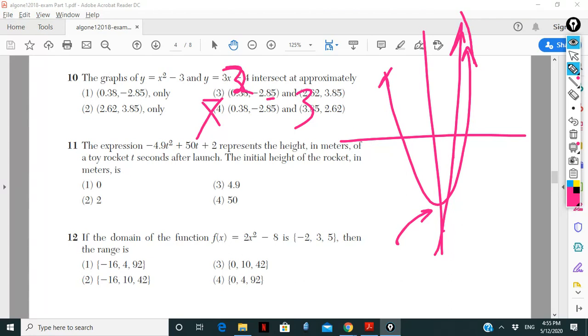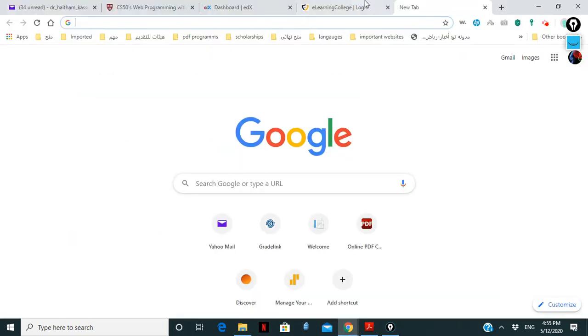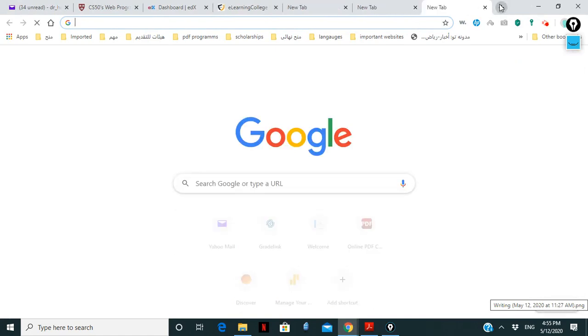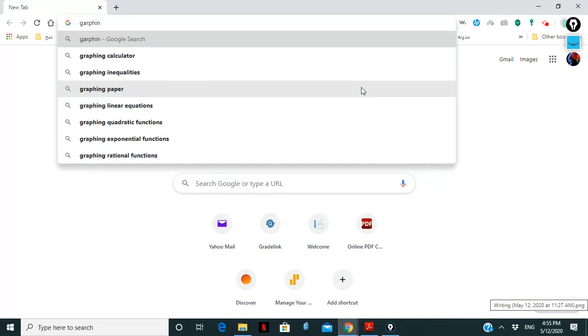So what are the 2 points? The 2 points are going to be 0.38, -2.85, and 2.62, 3.85. If you want to see how we can do that, I'm going to the graphing.